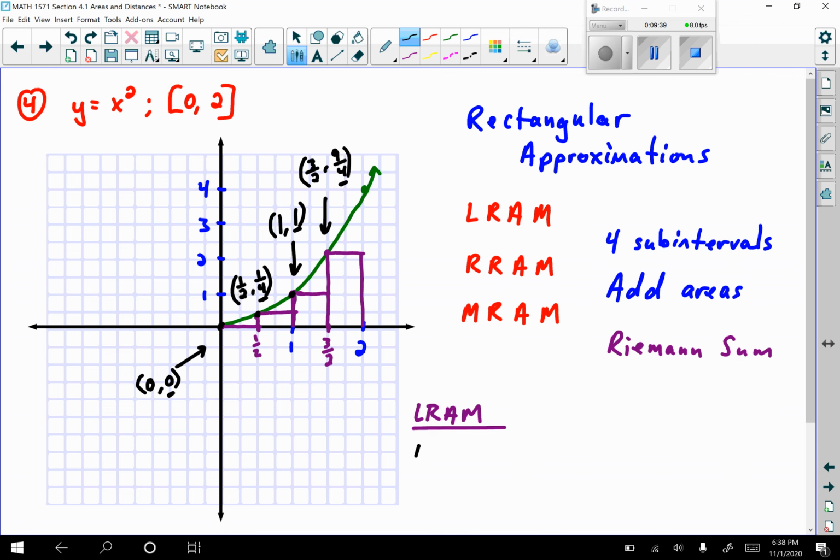So under the LRAM, we're going to say the area is approximately, that's another symbol for approximate, the area of my first rectangle. My base is going to be 1/2. My height is 0. The second rectangle, my base again is 1/2. My height is 1/4. My third rectangle, again, my base is 1/2, my height is 1. And then my fourth rectangle, my base is 1/2, my height is 9/4. So we're going to add these together.